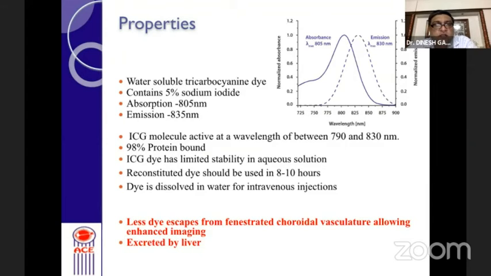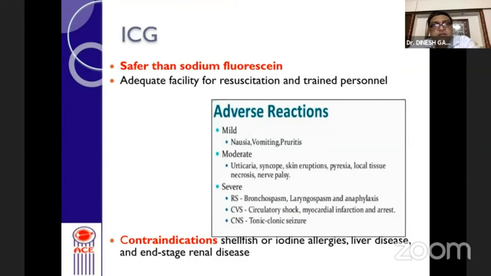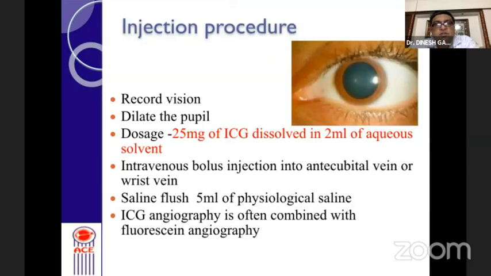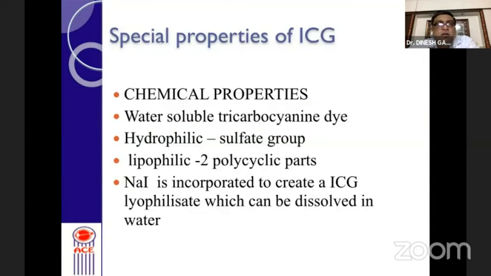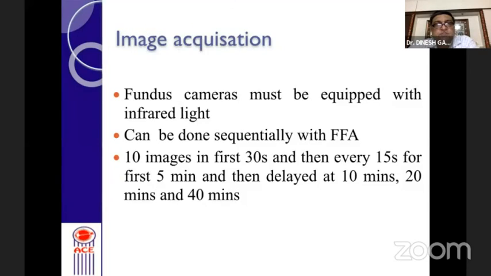It is a water-soluble dye, and it is comparatively safer, and it is reconstituted in the aqueous solution. It is comparatively safer than sodium fluorescein. However, adverse reactions can occur. It's an iodine dye, so if there is any allergy to iodine, then this should be avoided. So ICG as a whole will be taken care of by Dr. Dinesh Talwar, and there are special indications for this.